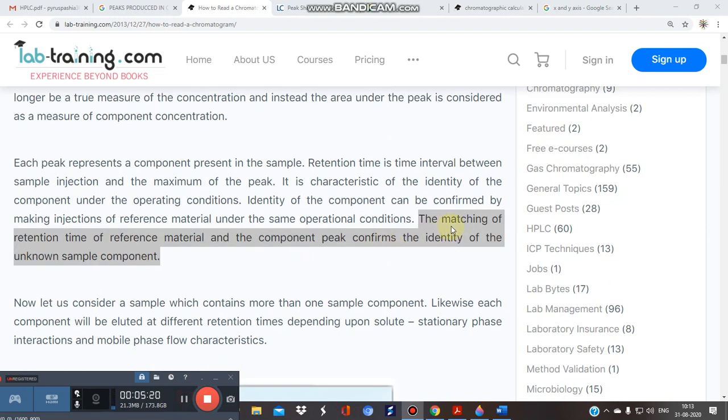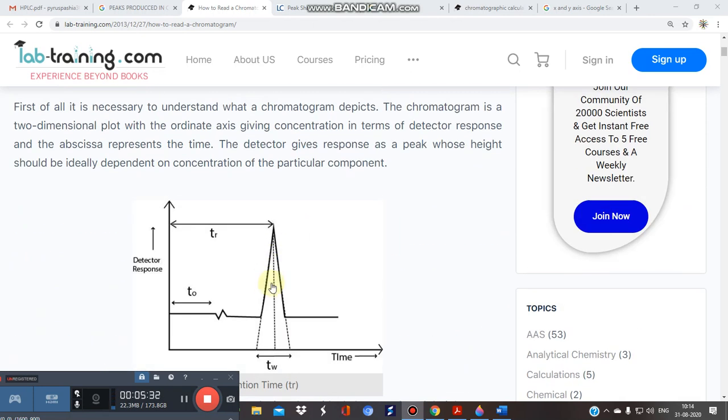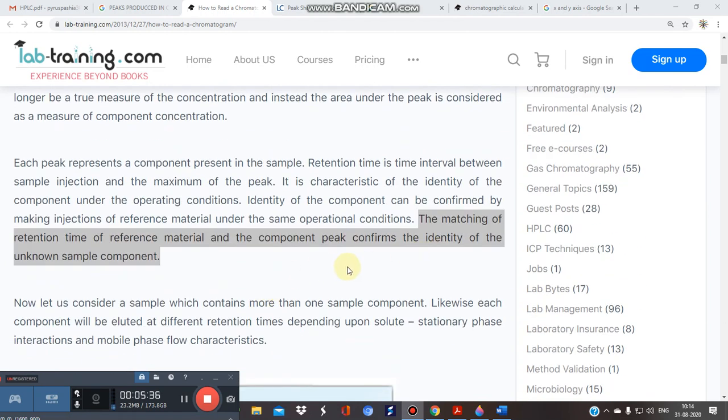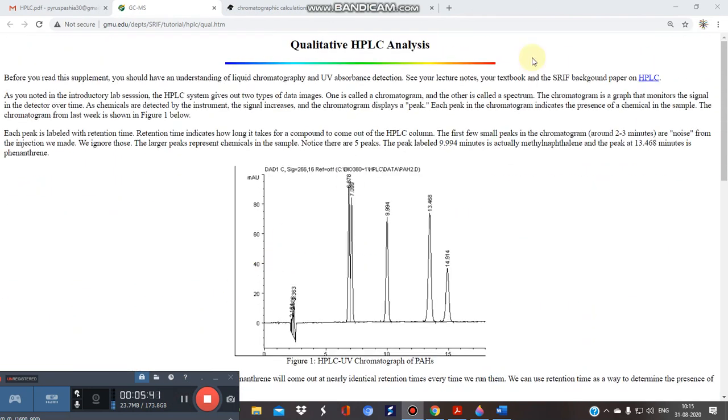And lastly, the matching of this retention time between the reference material and the sample component peak confirms the identity of the unknown sample. So we will compare this retention time. With the help of retention time, we can have an idea of the identity of the unknown sample. So I hope this is clear. This is about the peak that is produced in the HPLC.